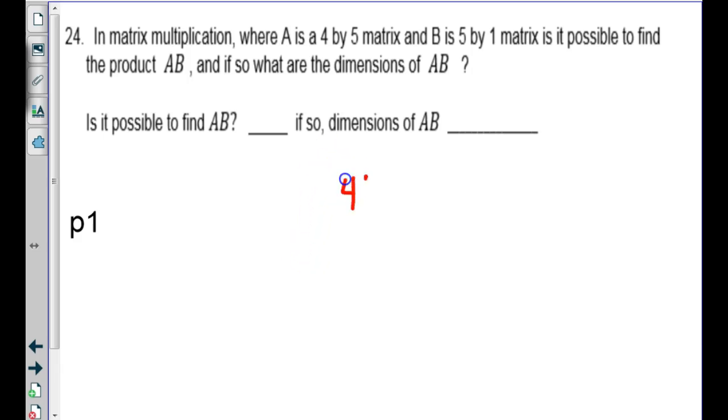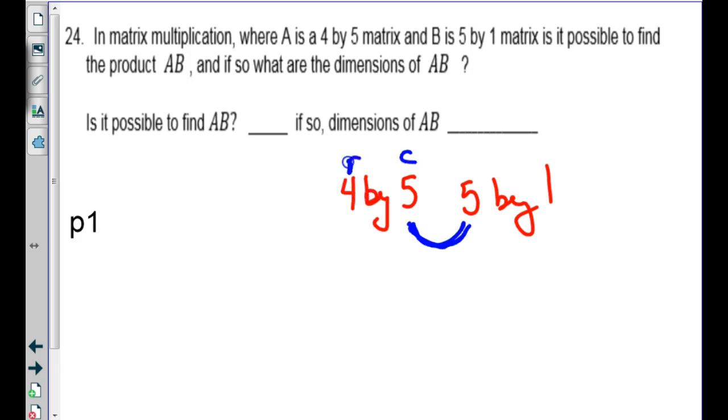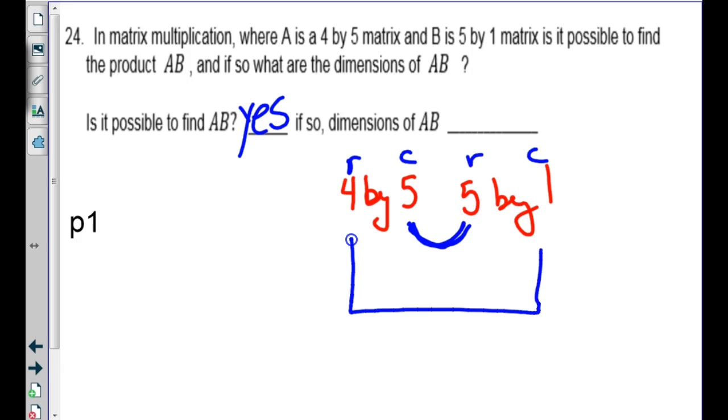Can you do a 4 by 5 times a 5 by 1? Why? What has to be the same? Yeah, this is rows, columns, rows, columns. So the columns from the first one have to equal the rows from the second one. Okay, so it's yes. Then the answer matrix will always be whatever these guys are, right? So it will be a 4 by 1.